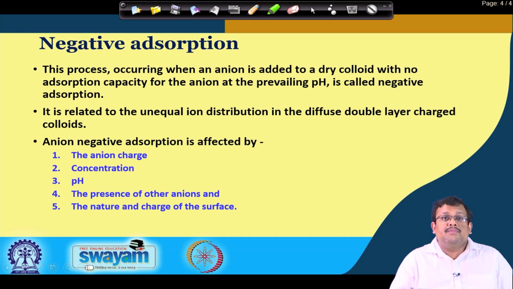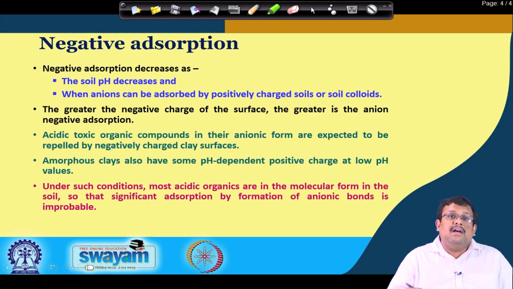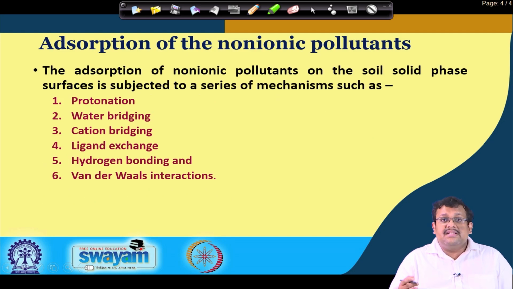Then we also talked about the factors which affect the anion negative adsorption. For example, the anion charge, concentration, pH, the presence of other anions, etc., and the nature and charge of the surface. And so we discussed in details the negative adsorption, and then we talked about the adsorption of the non-ionic pollutants and different mechanisms like protonation, water bridging, cation bridging, ligand exchange, hydrogen bonding, and van der Waals interactions.